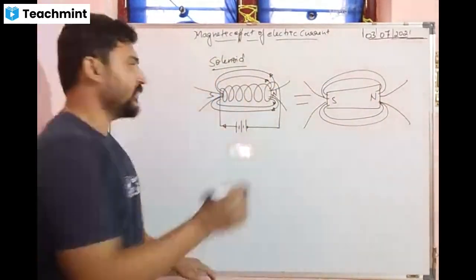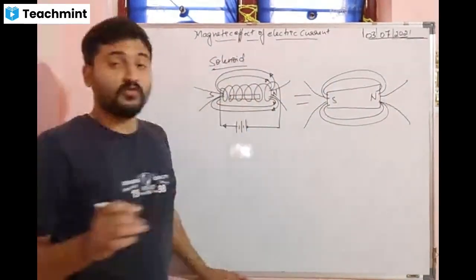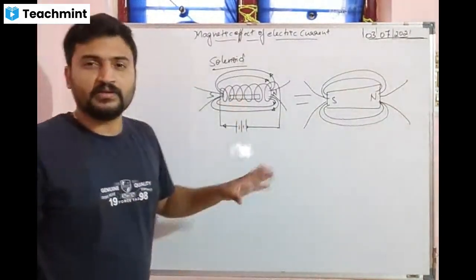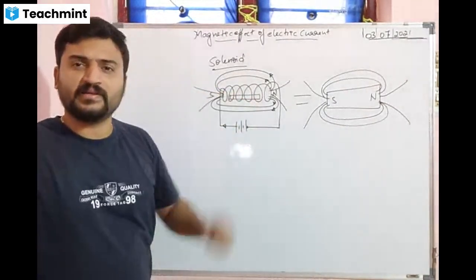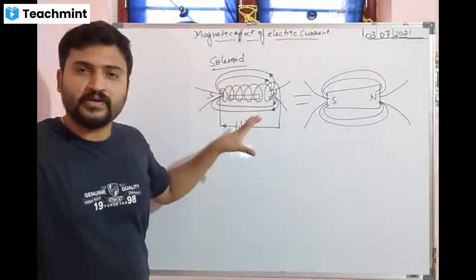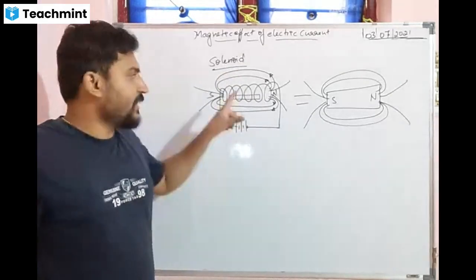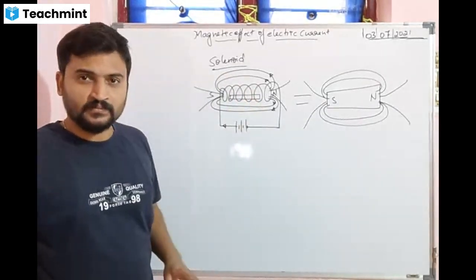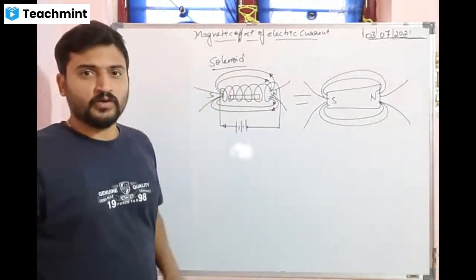So what happens next? Suppose we keep a soft metal inside it for half an hour, one hour, two hours, what happens? This soft metal converts into a magnet. So the uses of solenoid are very simple. They are used to make electric valves. They are also used to manufacture artificial magnets. The magnet that comes in a speaker is manufactured with the help of a solenoid.